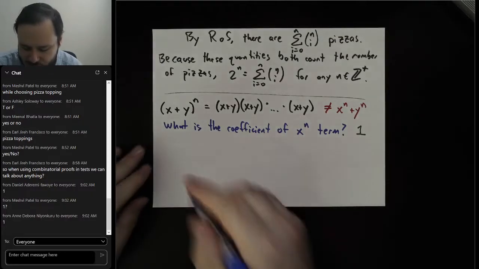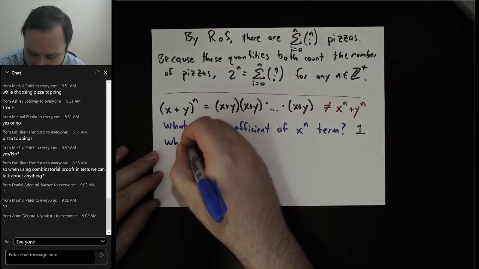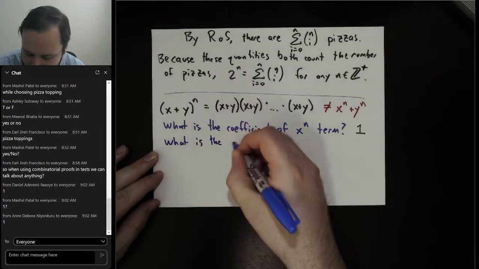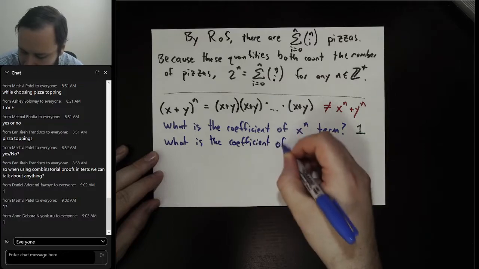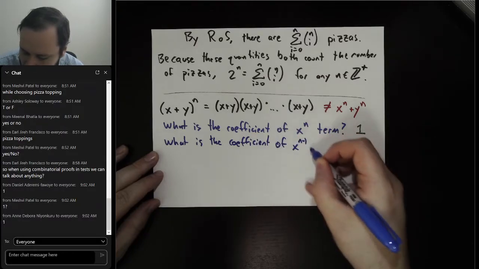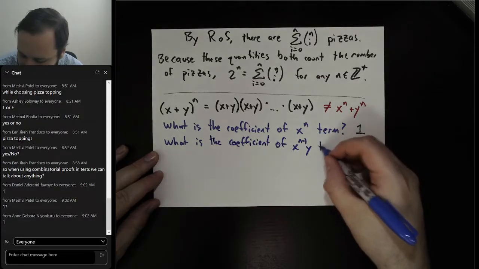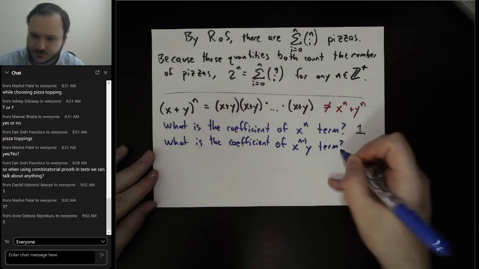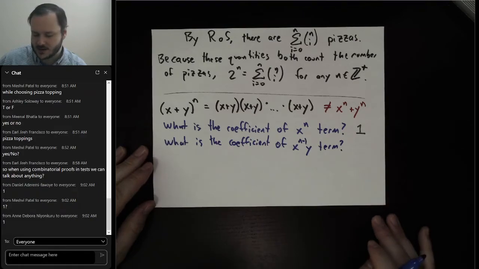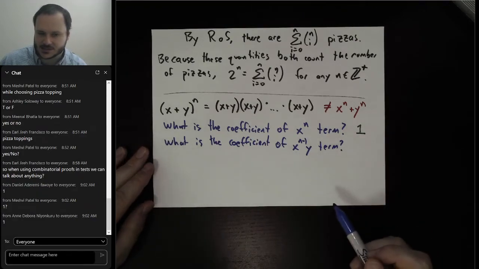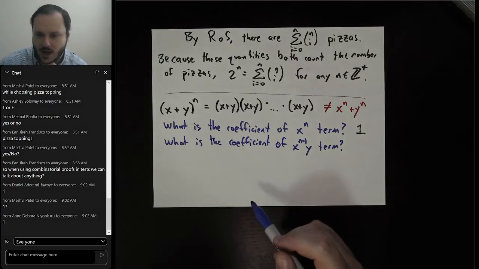But my next question is, what is the coefficient of x to the n minus 1 times y? This is another thing that can pop up, right? I can have n minus 1 x's and then a single copy of y.